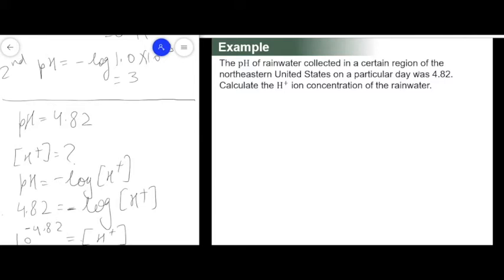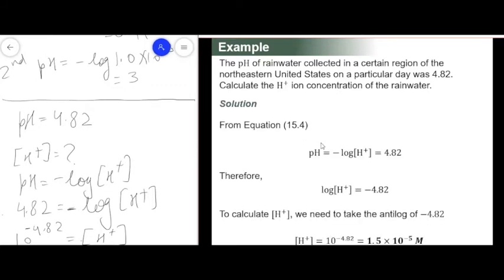If you plug this into the calculator, that should give us the concentration of H ion, which comes out to 1.5 times 10 raised to the power minus 5 molar. So pH is negative log of H ion, and to cancel the negative, we multiply both sides by negative. That makes log H ion minus 4.82, and then you just raise everything to the power of 10.